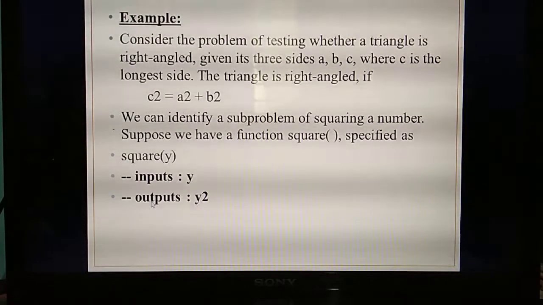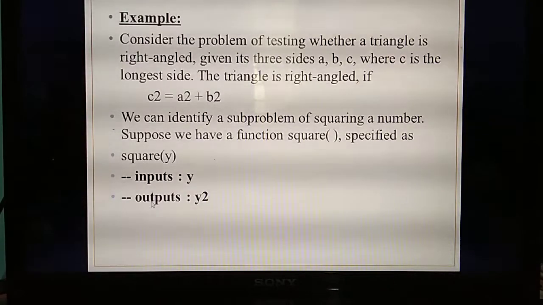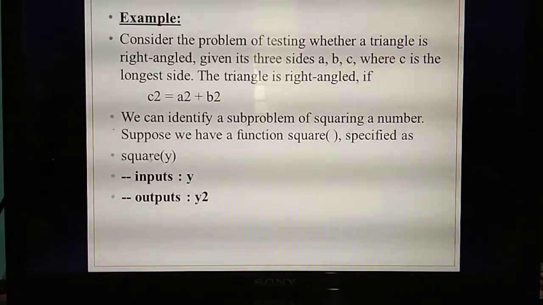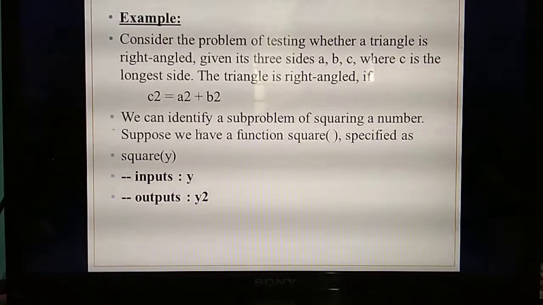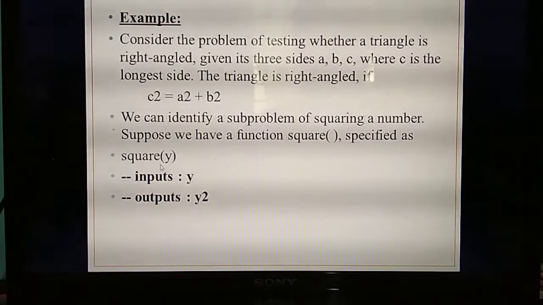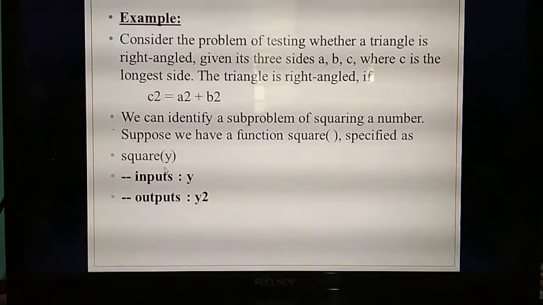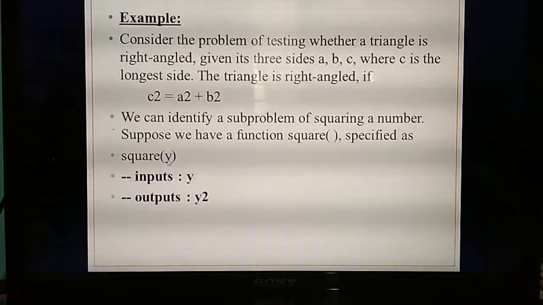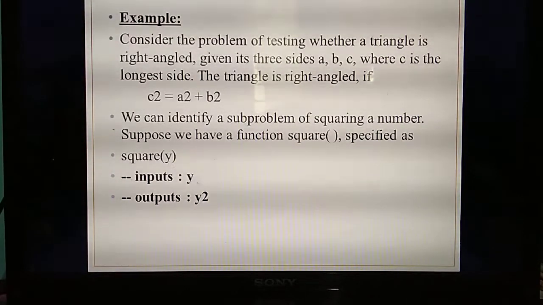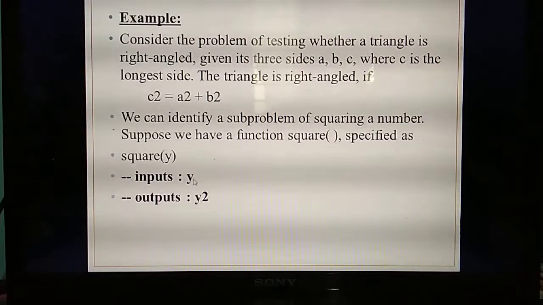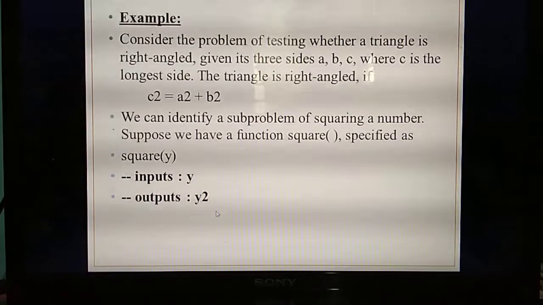So, what's the specification of the function? First, you need to give the function name. What's the name of the function they have given? Square of. They have given the variable called y. For squaring, what's the variable they have given? y. So, the input is y. What output will you get for square? y means y square. So, the output you will get is y square.